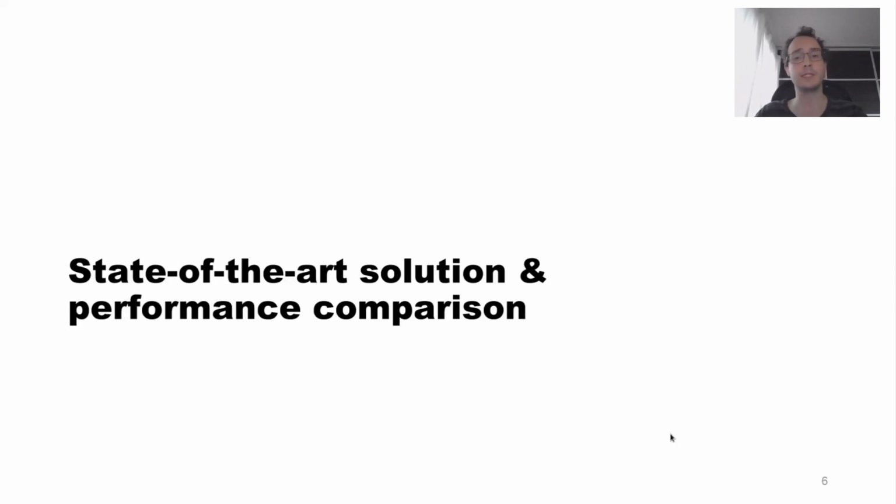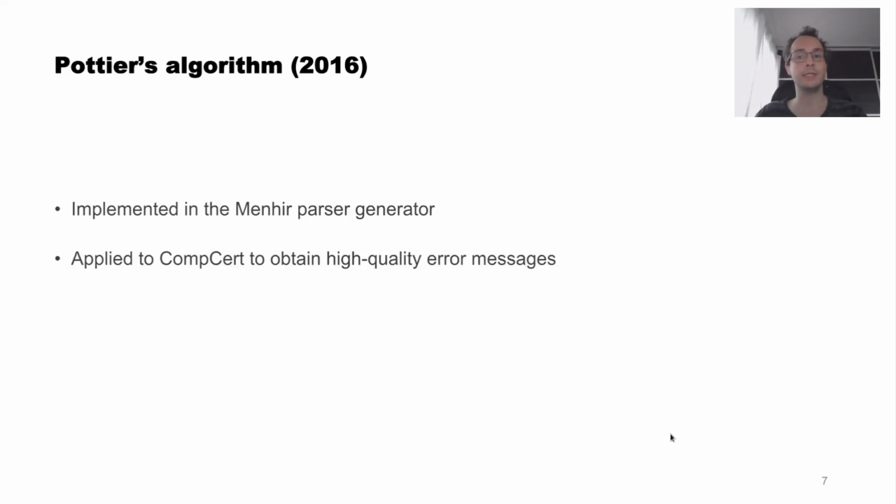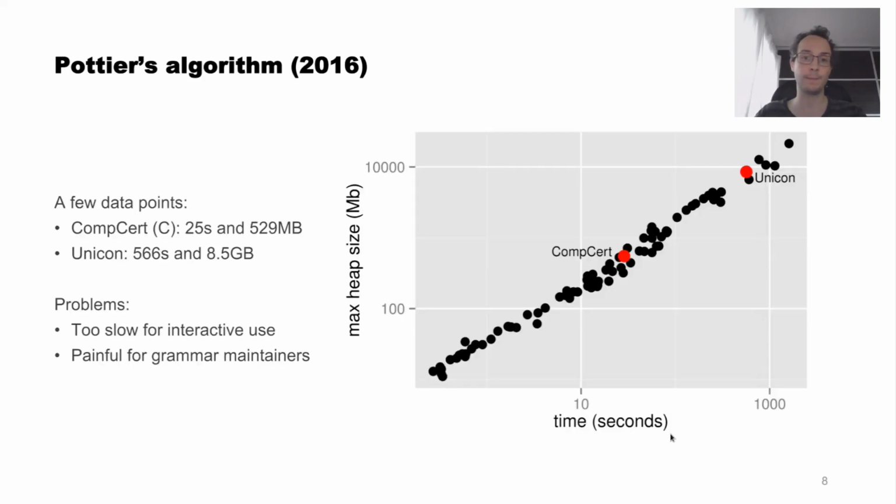What is the state-of-the-art solution to this problem? In 2016, Pottier proposed an algorithm that he implemented in the Menhir parser generator. It was successfully applied to the front end of CompCert, a verified C compiler. The sample message from the previous slide was taken from it. Unfortunately, it does not scale well.